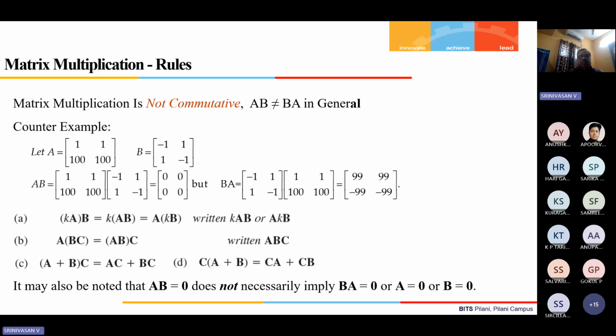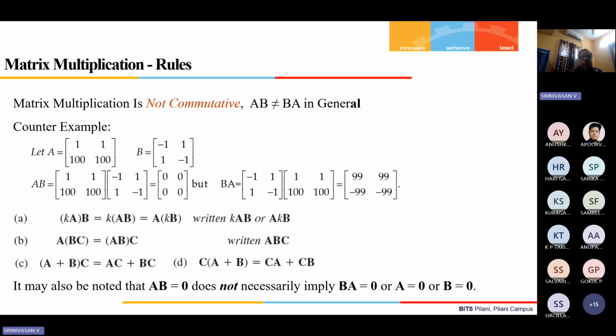A plus B into C, this is distributive: A into C plus B into C, you can check. Also C into A plus B equals CA plus CB. Supposing you are given three matrices A, B, and C, you may be asked to prove A plus B into C equals AC plus BC. So these are very preliminaries. You will find A plus B first, multiply with C. That is equation 1. You will find A into C, you will find B into C, add them up, and you will find the resulting matrix should be the same.